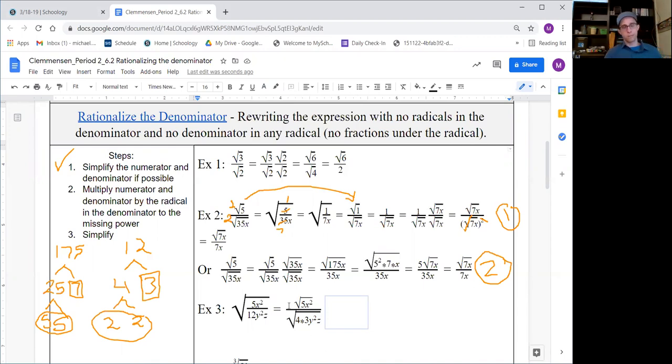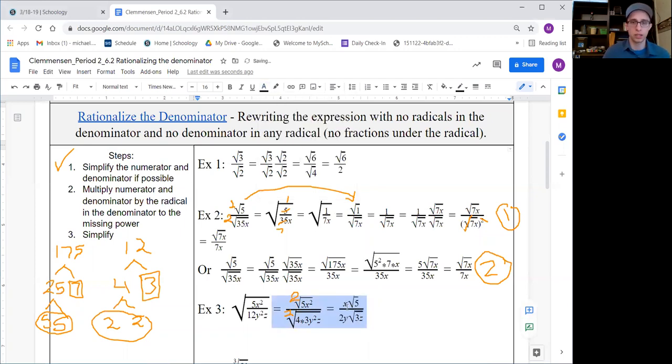Now I can simplify some things. Like this x squared right here, since again, the invisible index out front here and the invisible index out front here match, I can pull out that x. You can also pull out this y. You can also square root that 4. So in the end, I end up with x square root 5 over 2y square root 3z.